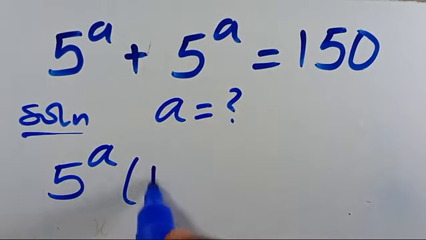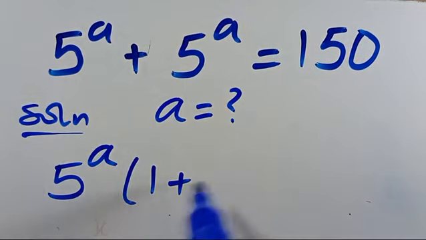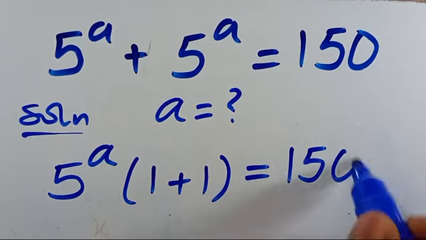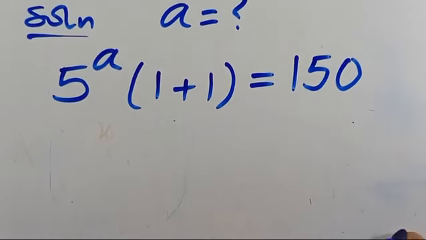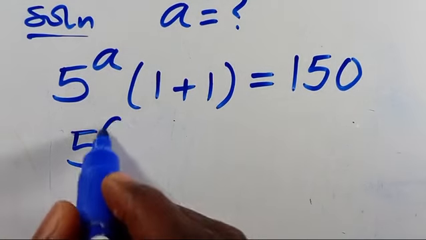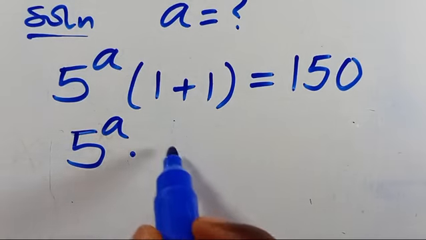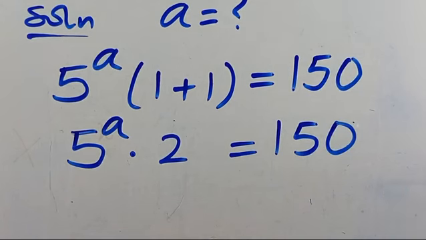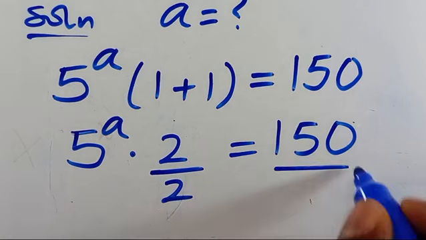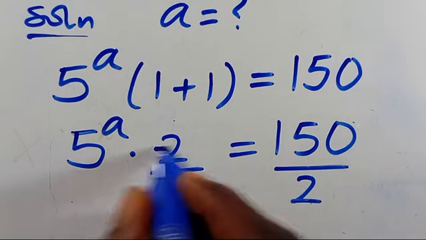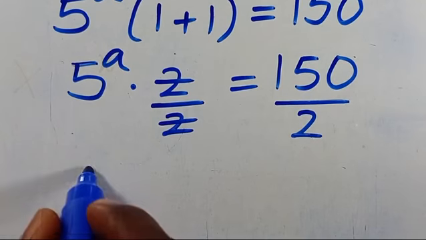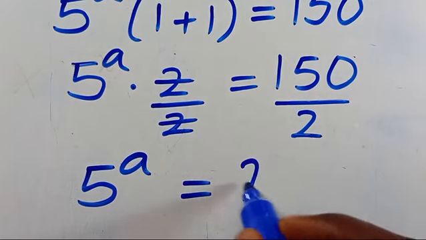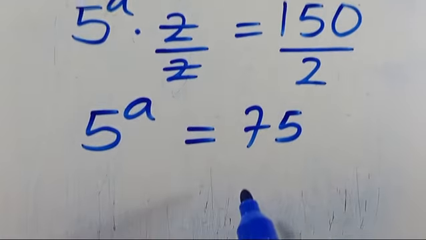So we open the parentheses. 5 to the power of a divided by this will give us 1, plus 5 to the power of a divided by this will give us 1, equals 150. So we have 5 to the power of a multiplied by 1 plus 1, which is 2, equals 150. Dividing through by 2, this will cancel out this, we have only 5 to the power of a left, equals 150 divided by 2, which gives us 75.